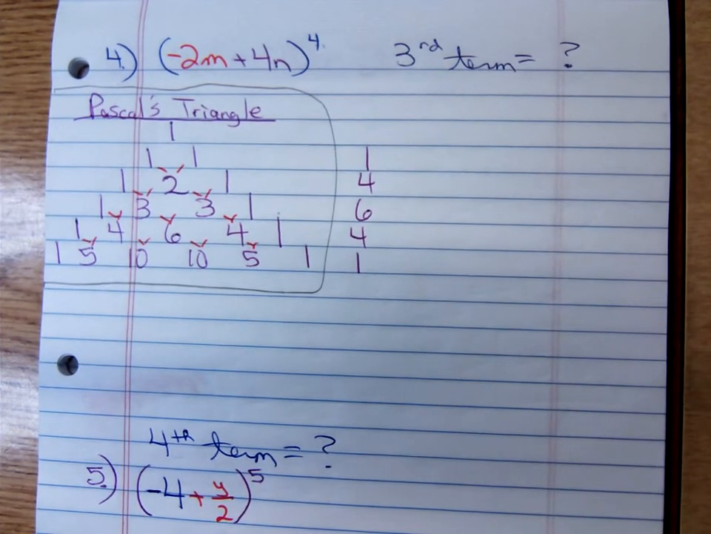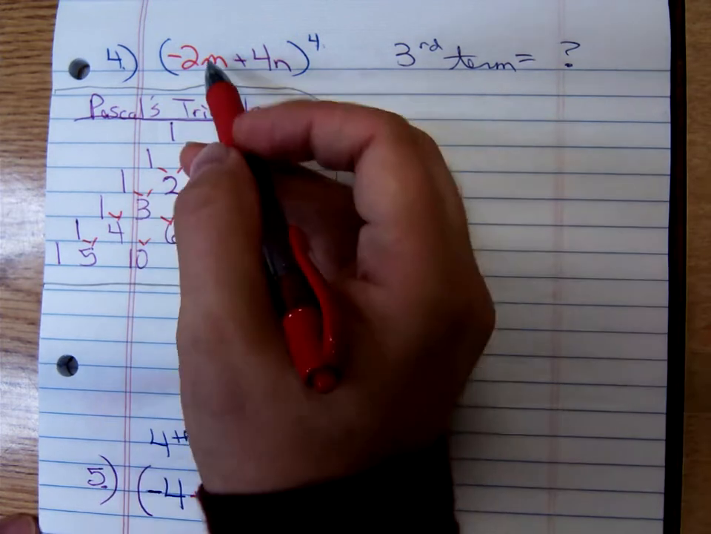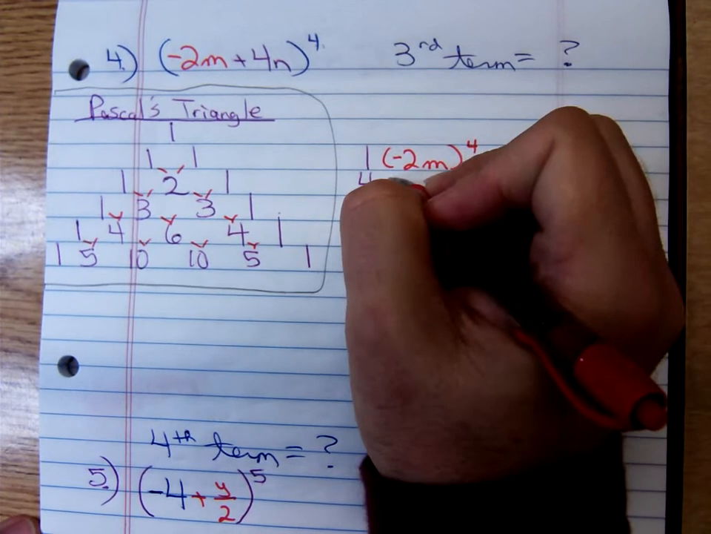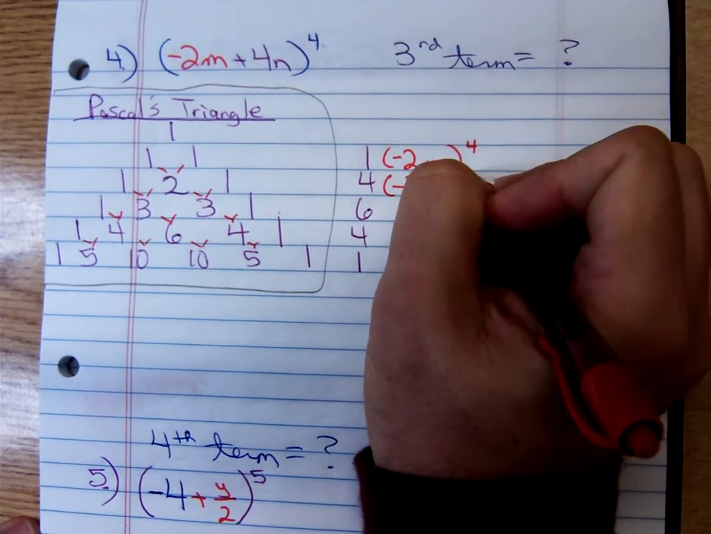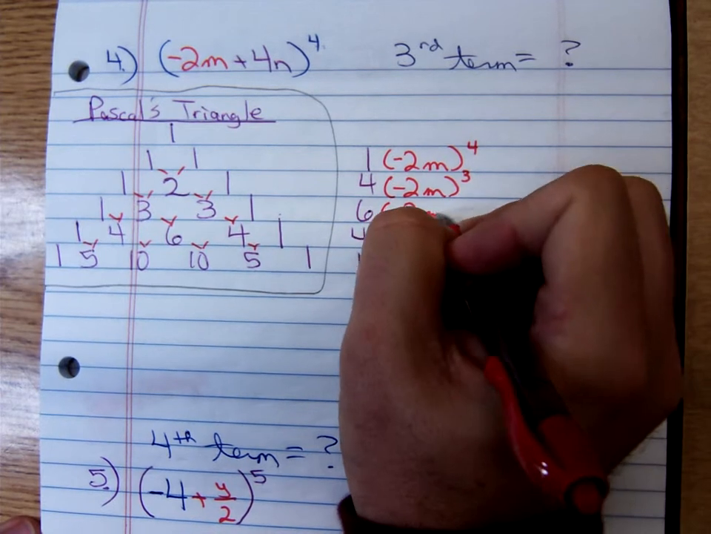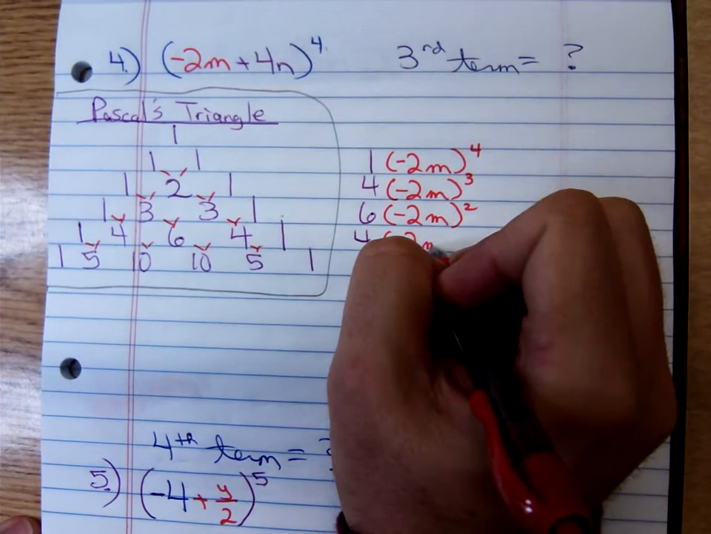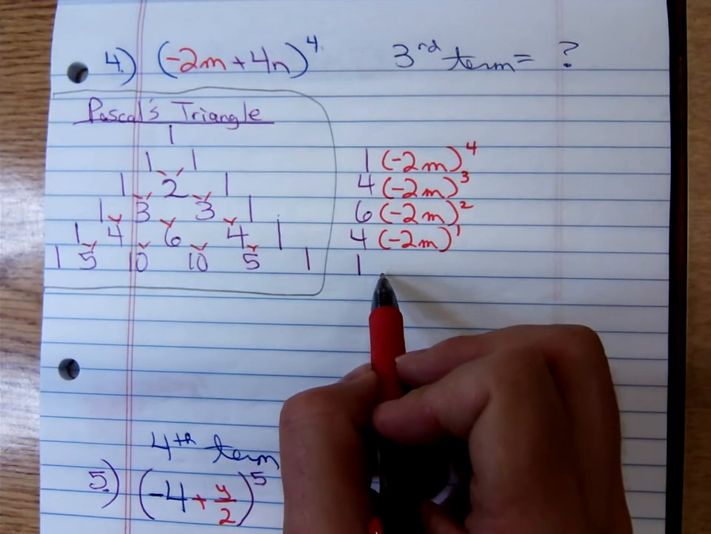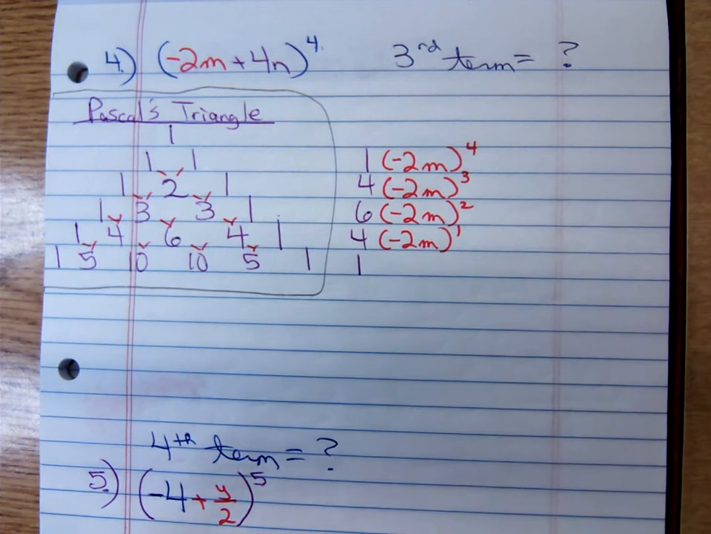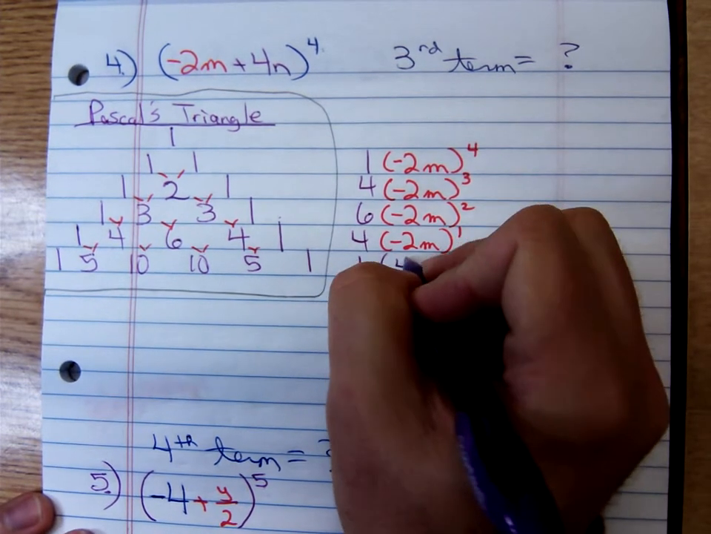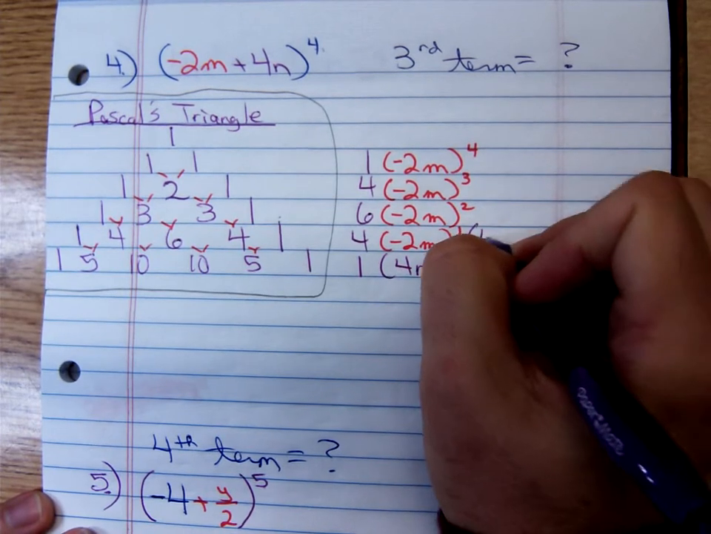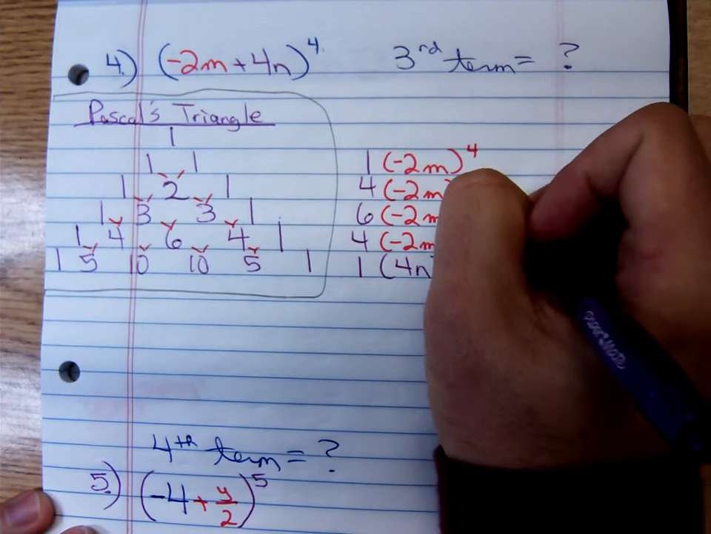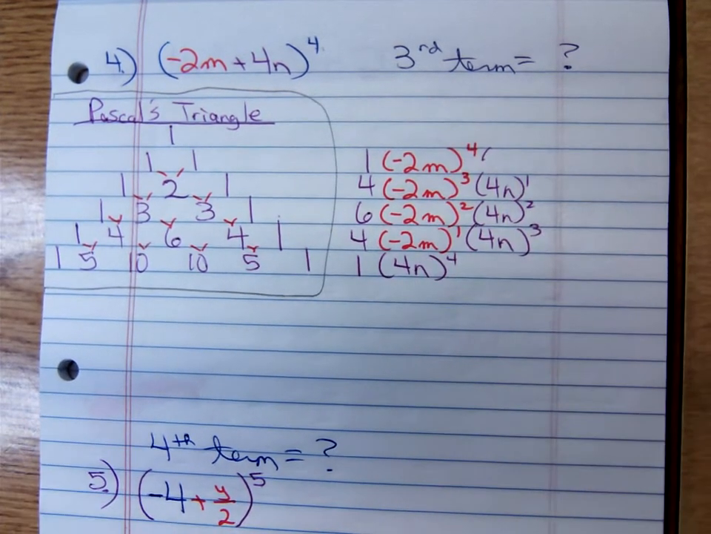Then we take negative 2m to the fourth power. Okay, so we start sweeping down, decreasing the exponent. Cube, square, first, and finally no negative 2m's. What do we put down here beside this bottom one? 4n to the 4. Then we sweep up 3, 2, 1. Oh, and finally no 4n's.